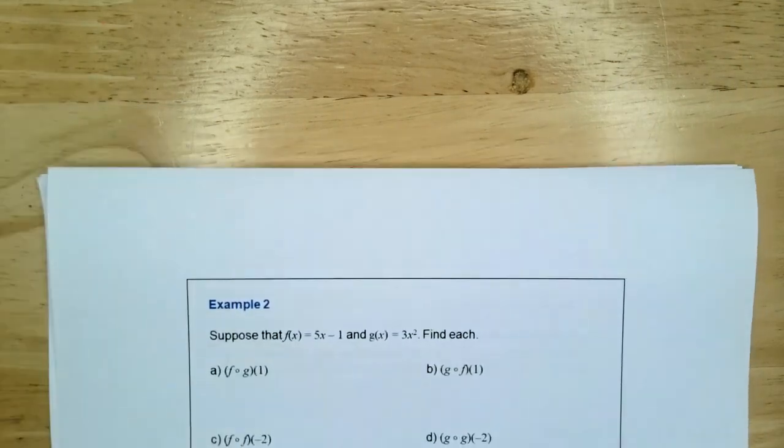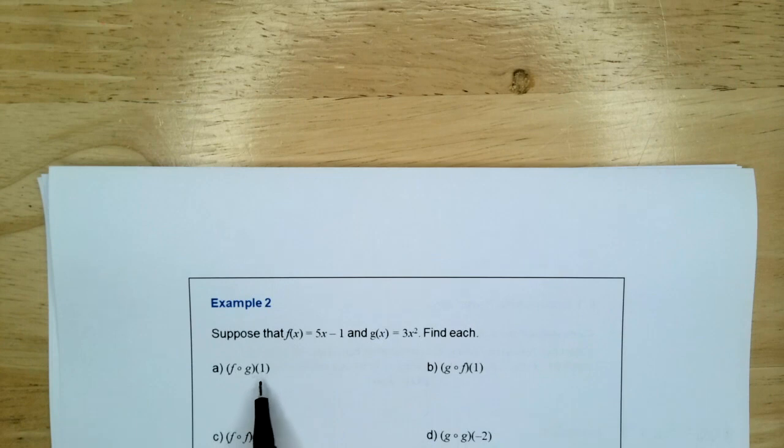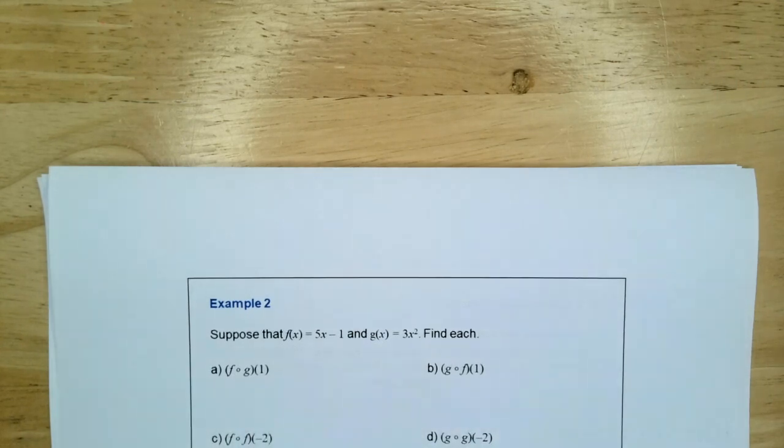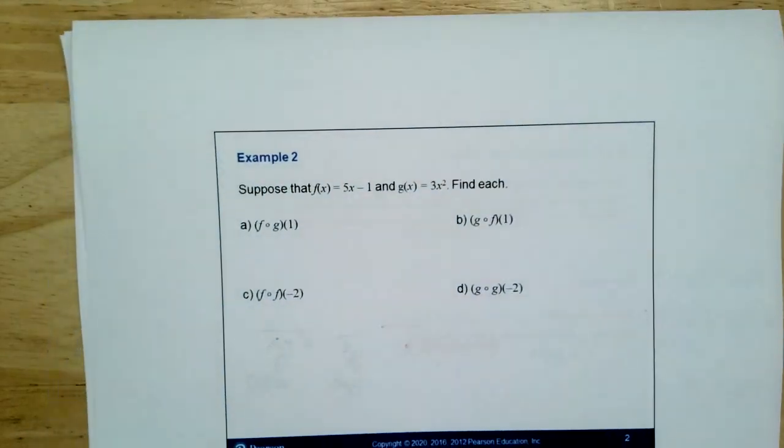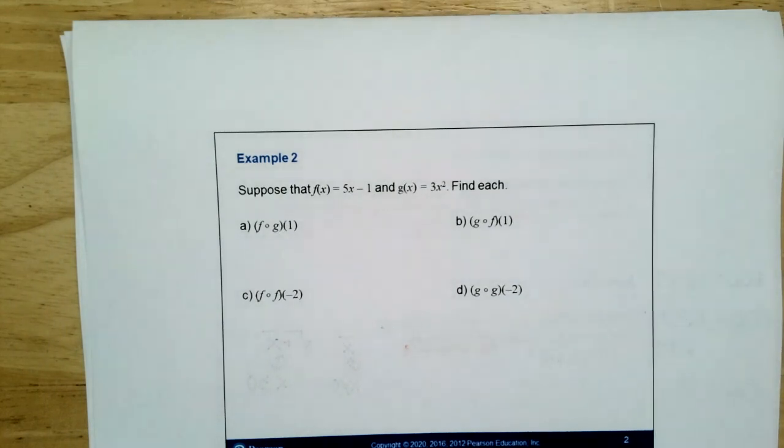Example 2 again asks us to find f of g of, instead of just x, they give us a number. So you can complete the steps as in our practice and then substitute in that number to the final function, or you can work backwards. For all of these, a, b, c, and d, f of x is equal to 5x minus 1 and g of x is equal to 3x squared.